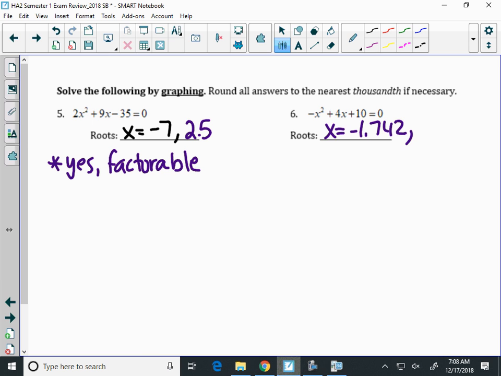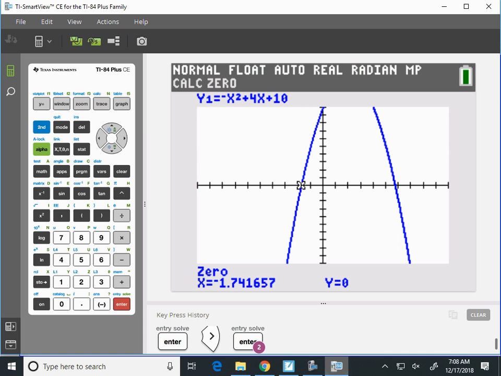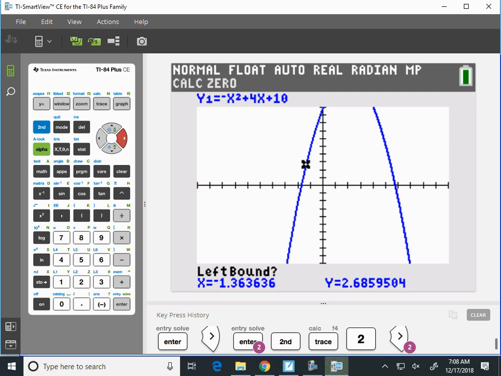That is definitely not rational, right? At least not that I can tell. So we'll do the same thing. Second trace, let's find the other root. We're going to arrow to the other side.